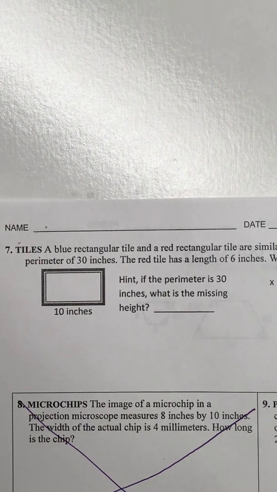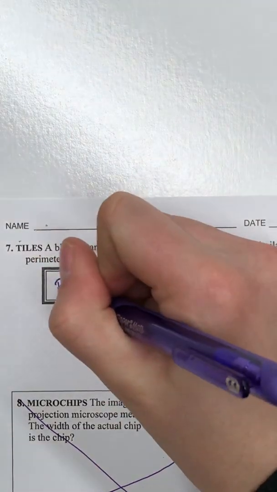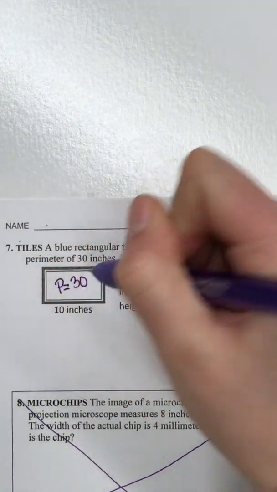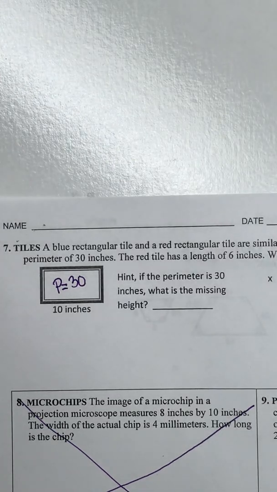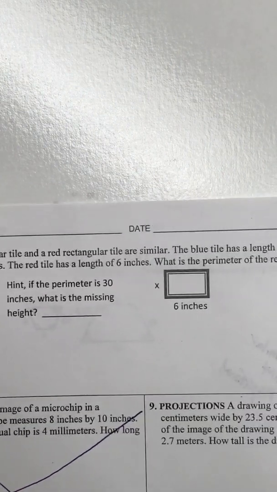In section 7.4, we talked about similar polygons, and we're looking at question 7 right now. It says a blue rectangle tile and a red rectangle tile are similar. The blue tile has a length of 10 inches and a perimeter of 30 inches. So that's going to be my first rectangle drawn. The red tile has a length of 6 inches. It asks, what is the perimeter of the red triangle?